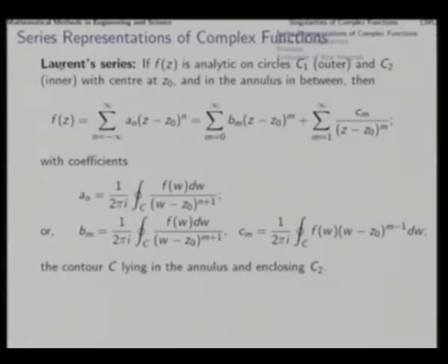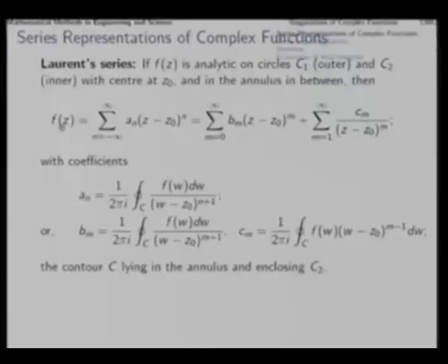Laurent series will be valid even if there are singularities in the interior of that inner circle. So, in the interior of the inner circle we do not need the function to be analytic. In that case the series representation will be exactly like that in the Taylor series, except that the series will start not from n equal to 0, but from n equal to minus infinity. That means, here you will have terms which are a0 plus a1 (z minus z0) plus a2 (z minus z0) whole square, etc., till n equal to infinity.